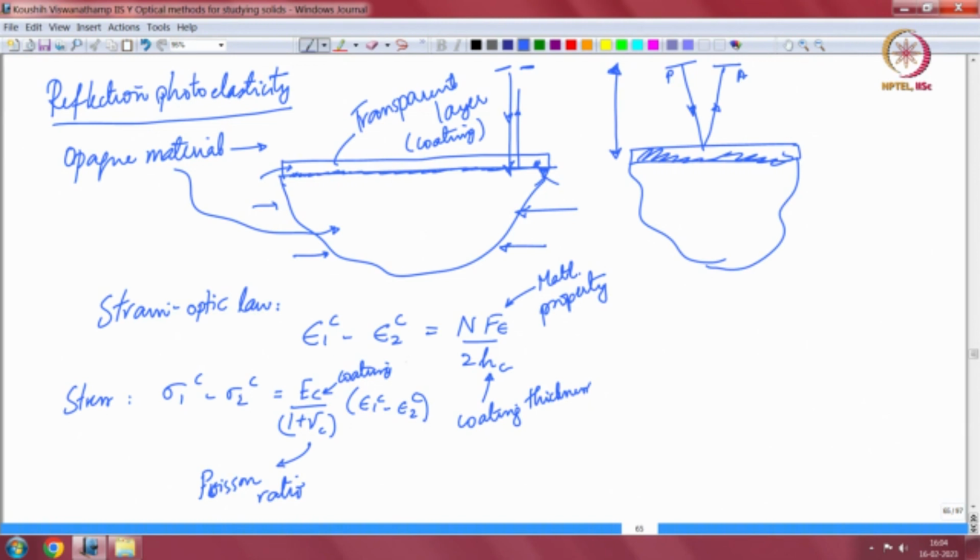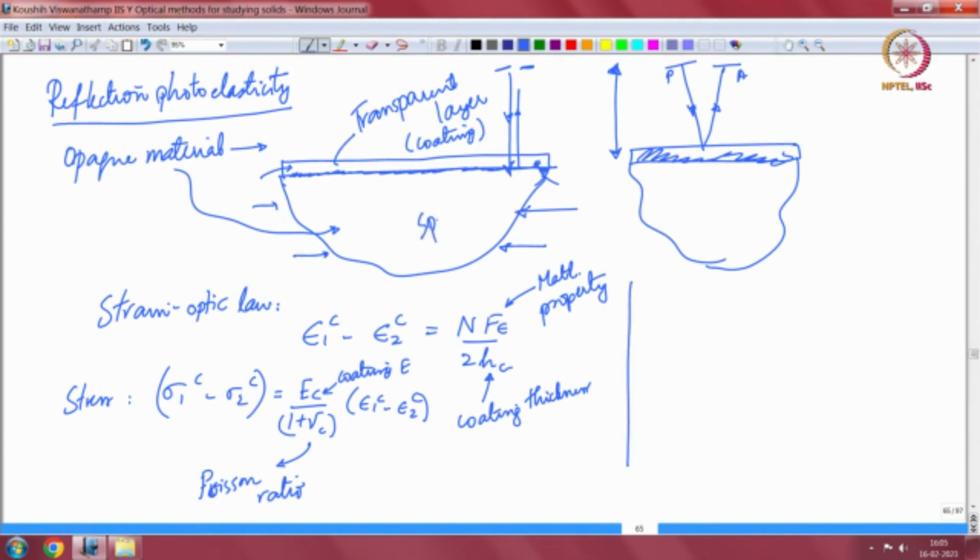This is E c, the coating Young's modulus, of course, E. And so, you will get the principal stress difference. You will get isochromatics just as before and isoclinics just as before, and you will do the same type of thing as before, but now you will get the principal stress difference in terms of the principal strain difference.